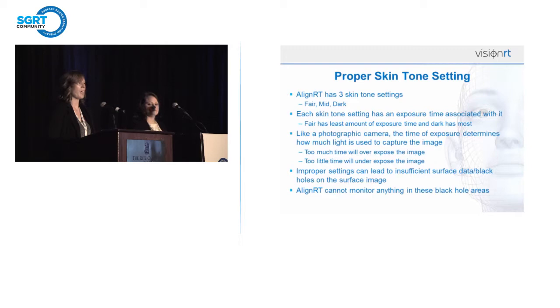So AlignRT is not able to monitor anything in these black hole areas, and if you were trying to acquire SSDs and you had a black hole where that SSD was coming from, you would also be not able to get that there either. So the solution obviously is to ensure that you do have the proper skin tone selected. This might mean that you have to recapture with a new skin tone setting. So if you capture, you notice a lot of missing data, try and change the skin tone and see if you can get a better capture.